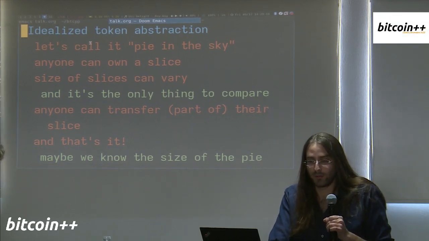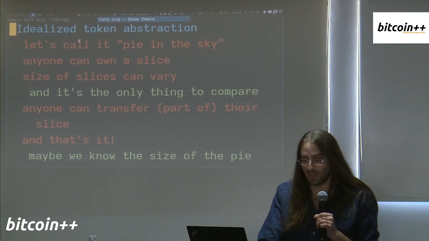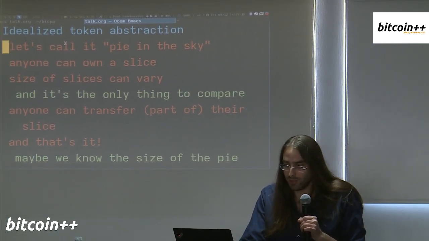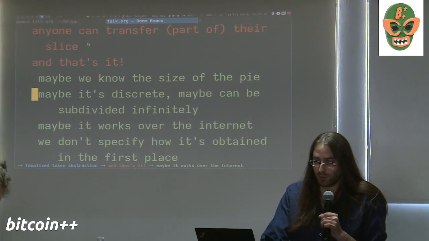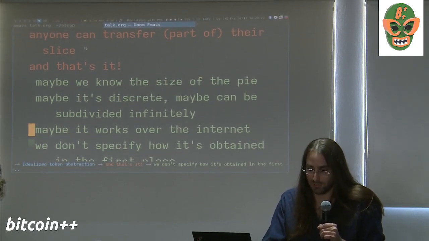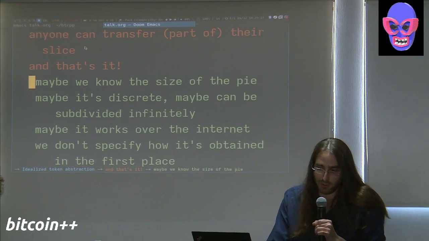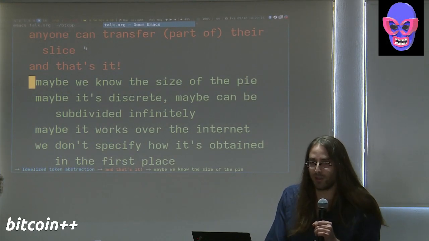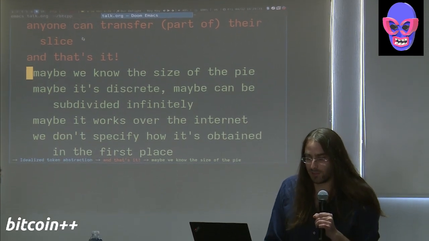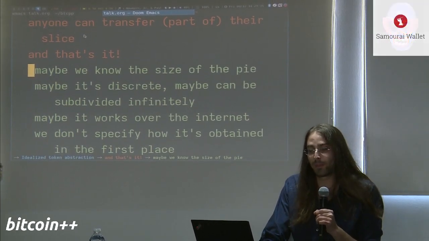And the only thing of importance in this abstraction is the relative size. We don't really care about all the real world details, right? This is a complete platonic abstraction. It doesn't actually exist. And we're intentionally leaving unspecified whether or not the size of this pie is known, whether or not you can subdivide it infinitely.